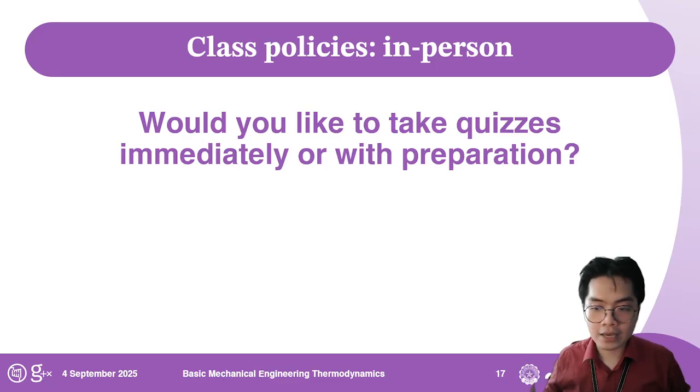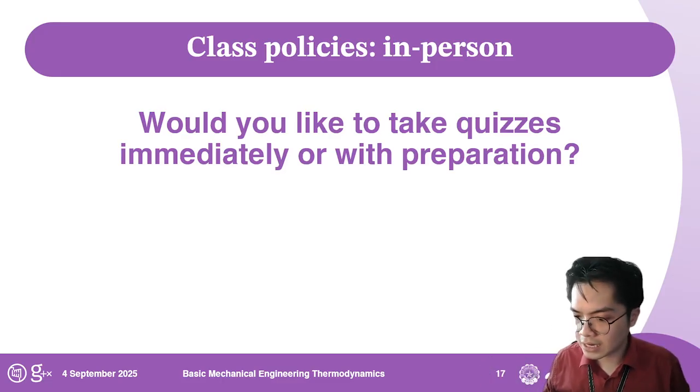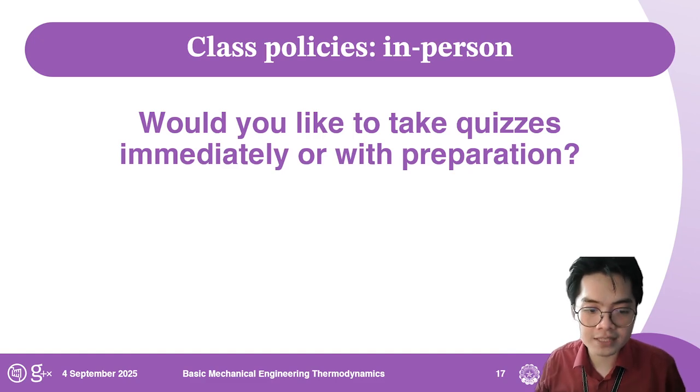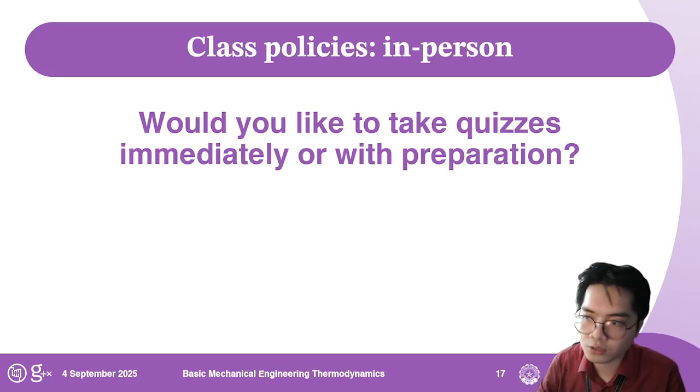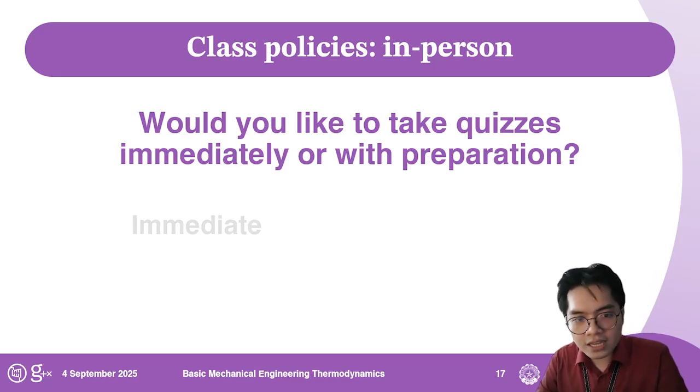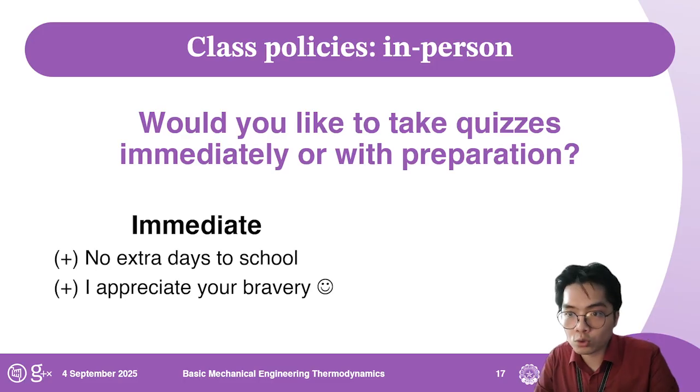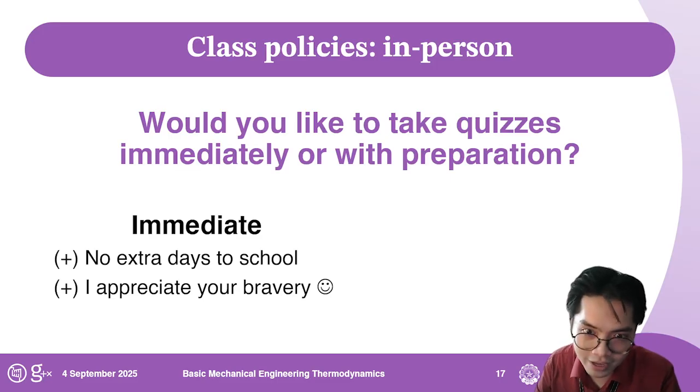This will be like a united kind of thing, right? It's not like some people will take it immediately, some people will take it prepared. I will need to see a majority vote, a 50% plus one. So in this case, it will be like what, 16 students, right? If you want to take it immediately, well, you don't have to go to school on whenever the day will be, right? And plus, I appreciate your bravery, right?